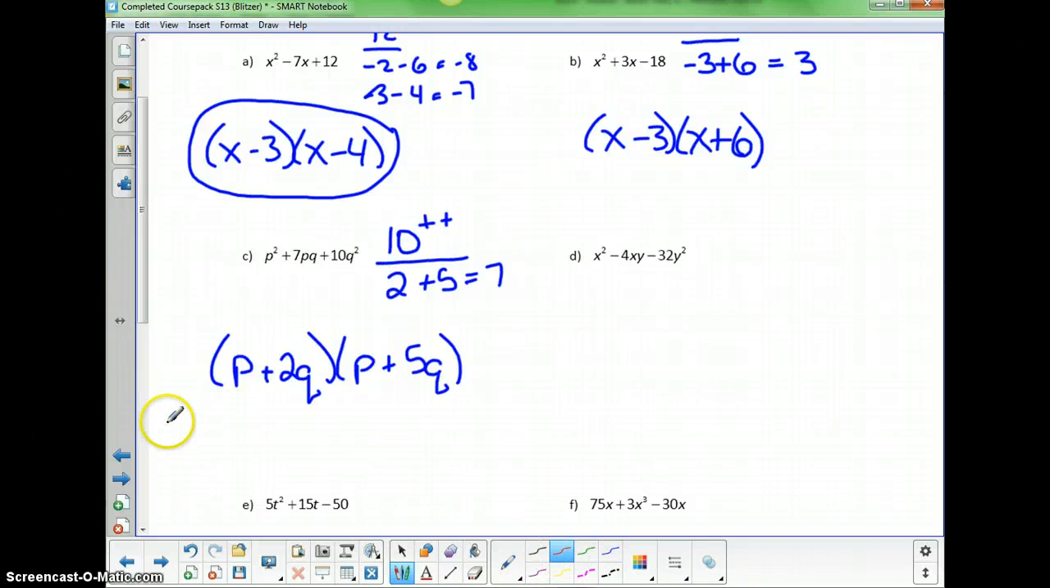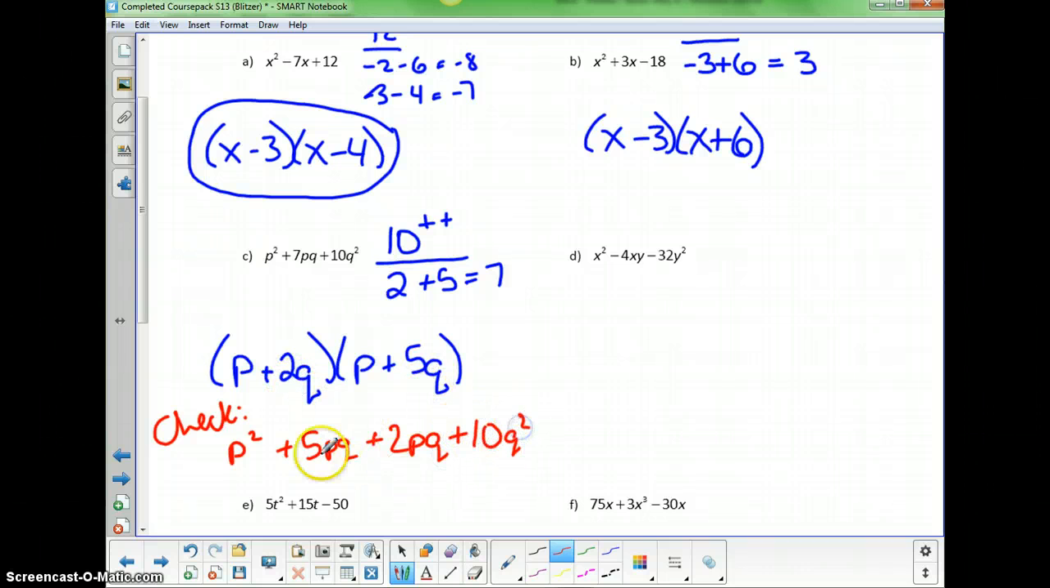Now let's just check it to make sure that that pattern works. P times p is p squared. P times 5q is 5pq. 2q times p is plus 2pq. And 2q times 5q is 10q squared. When you combine your like terms up here, you will get the 7pq. So I just wanted to verify that this pattern of p's then q's will make this p, pq, q squared result. So having a variable at the end and the middle, an extra variable, is no problem at all.